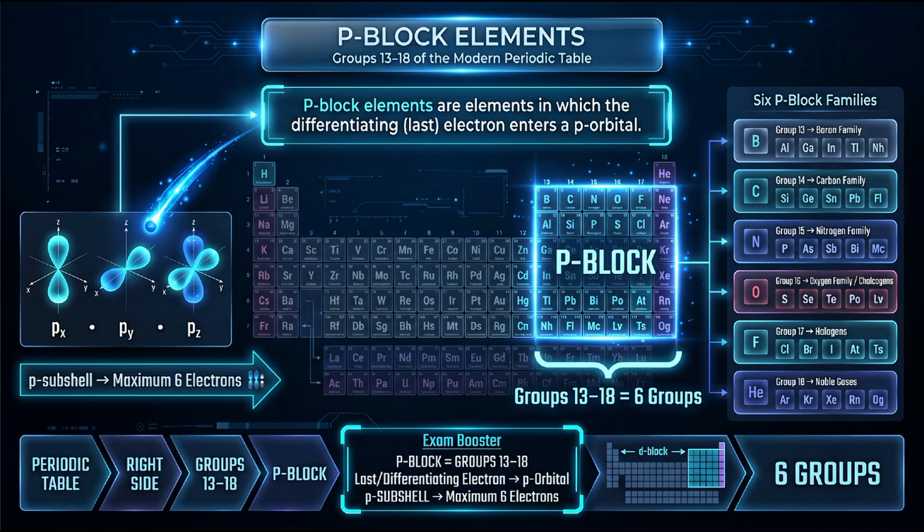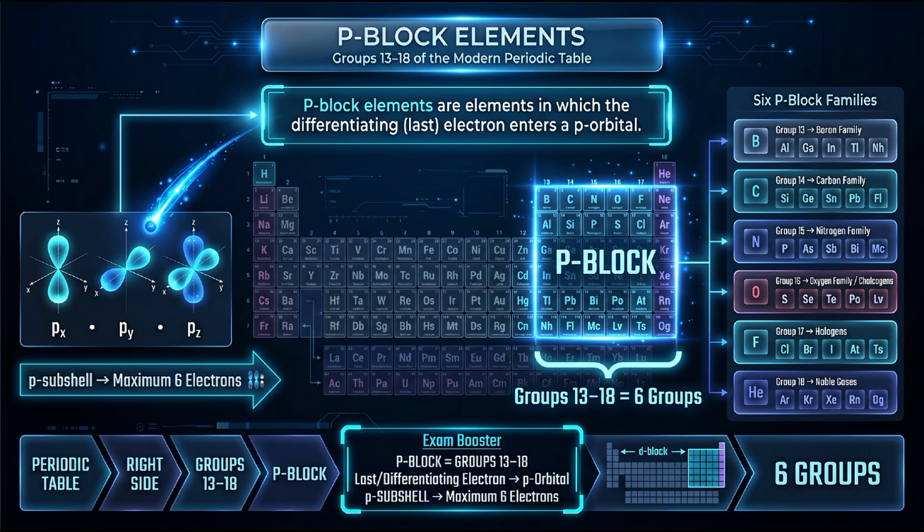Unlike the s-block, which mainly contains metals, the p-block contains nonmetals, metalloids, and metals. For example, carbon, nitrogen, oxygen, fluorine, phosphorus, sulfur, chlorine, and the noble gases are nonmetals. Boron, silicon, germanium, arsenic, antimony, and tellurium are generally classified as metalloids. Aluminium, gallium, indium, thallium, tin, lead, bismuth, and several heavier p-block elements are metals. Therefore, the p-block shows a very wide range of physical and chemical properties.